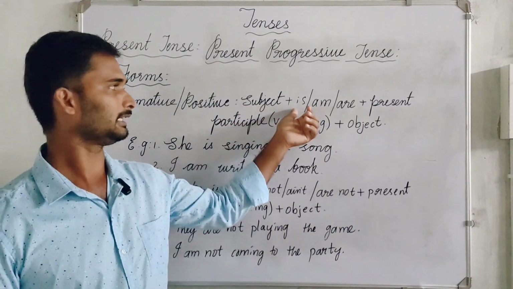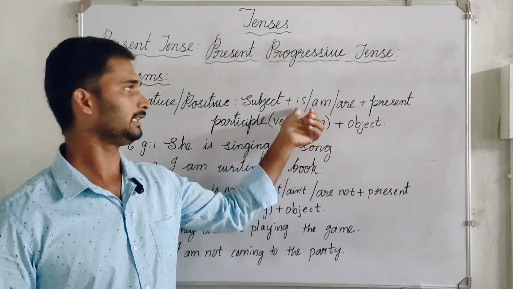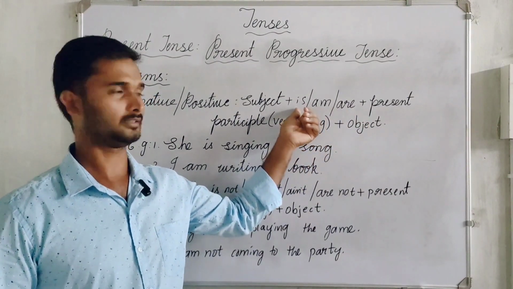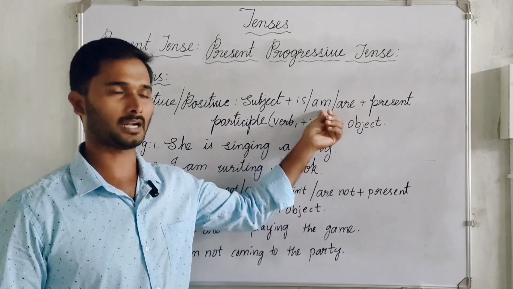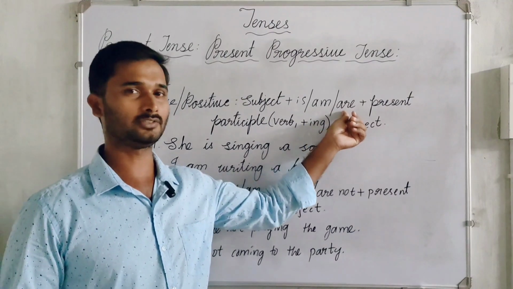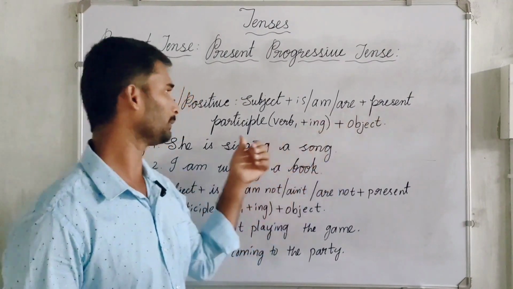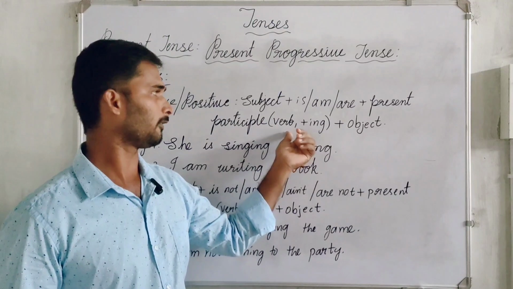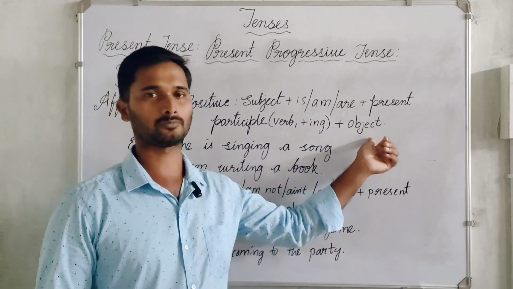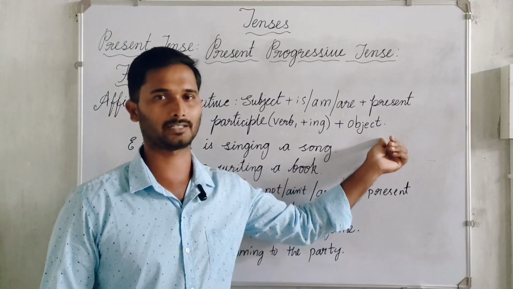Subject plus is, am, are. Is is used only for the singulars. Am is used only for I. Are is used for the plurals, plus present participle. We also call it verb form 1 plus ing form plus object. At the end of that, a full stop is added.